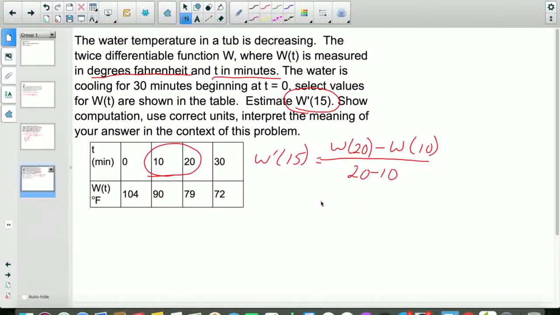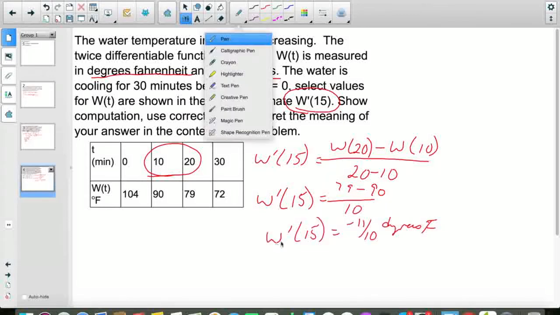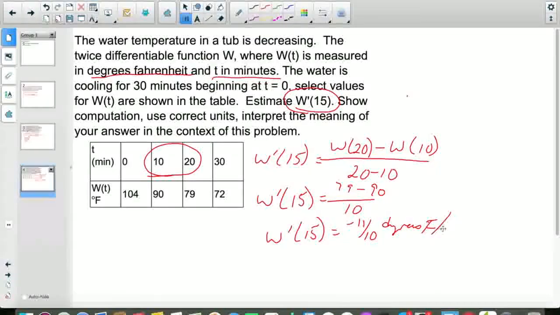If I do that math, W of 20 is 79 from the chart. W of 10 is 90 from the chart. 20 minus 10 is 10. So W prime of 15 would be negative 11 over 10 degrees Fahrenheit per minute. They said estimate W prime of 15, show the computation, which we did right here. Use the correct units, we did right here, and interpret the meaning of your answer in the context of this problem.